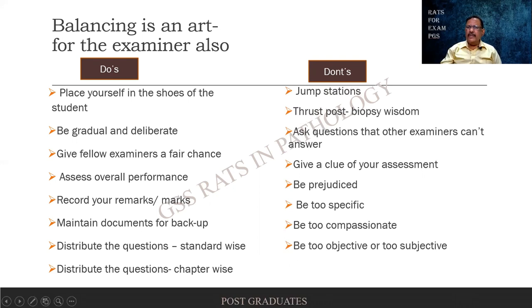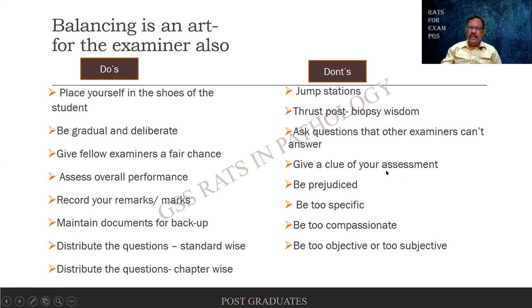And these things sometimes the examiners do. They jump stations. They ask one question, the next question will be totally unrelated. So it will be difficult for the student to have a reflex and answer. And trusting the post biopsy wisdom. What, you cannot identify even this? This is a lymphoma. Can't you identify it? I would have identified after doing all the IHC. Asking questions that the other examiners also cannot answer.